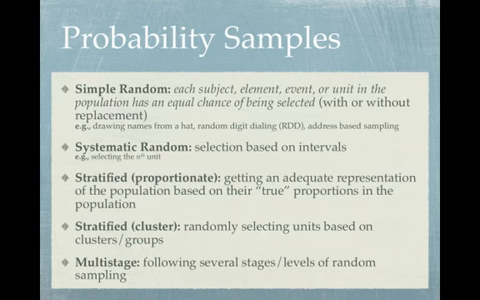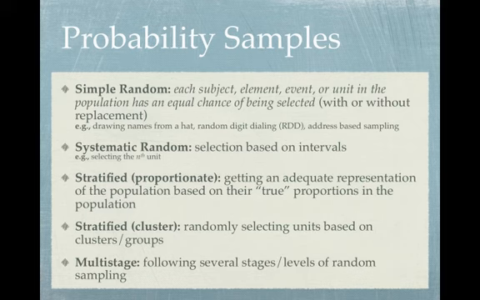On the other hand, probability samples, the ones that are selected based on the laws of mathematical probability, have 5 major types. The first 2 are random samples, meaning that every person has an equal chance of being selected. But we do that in 2 different ways.